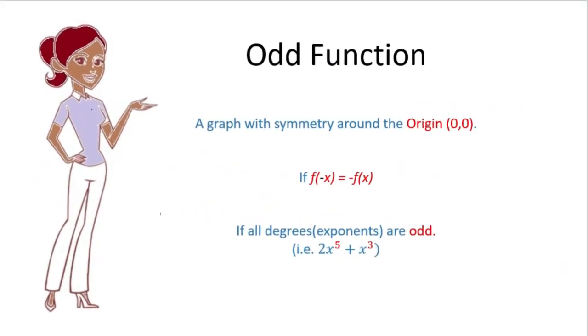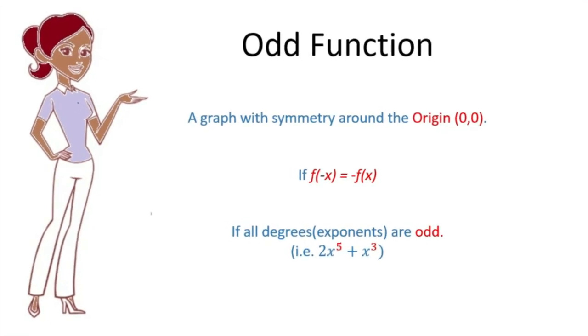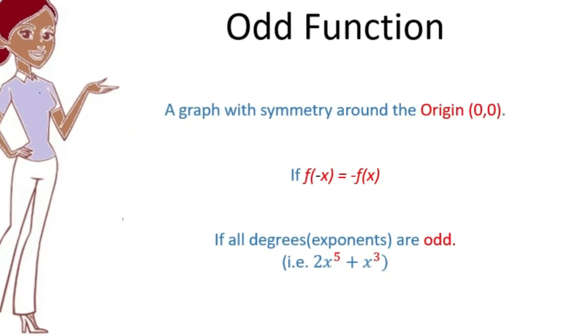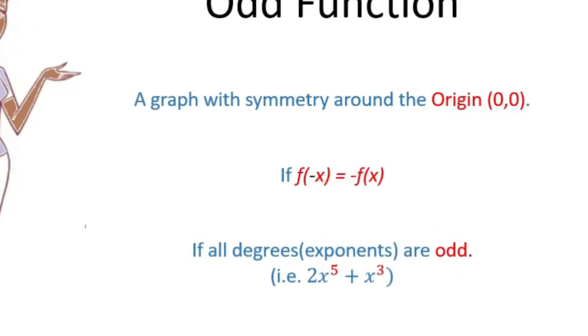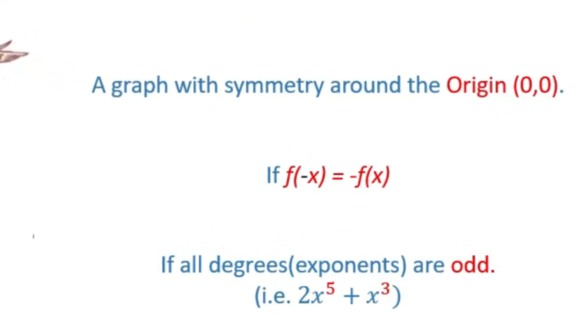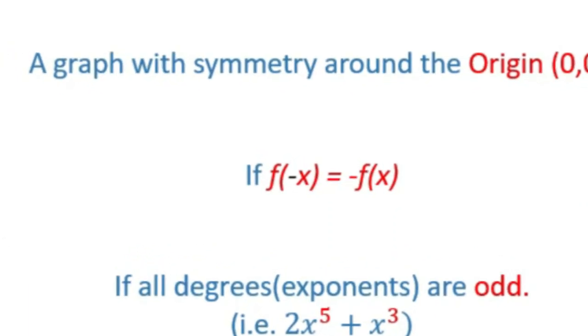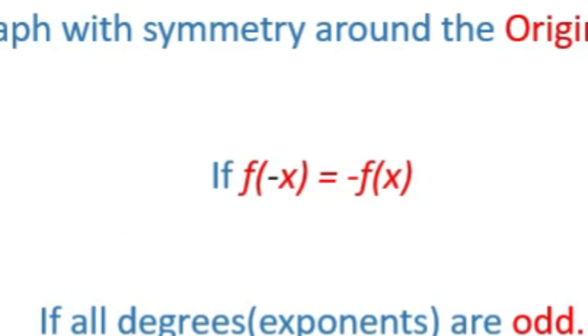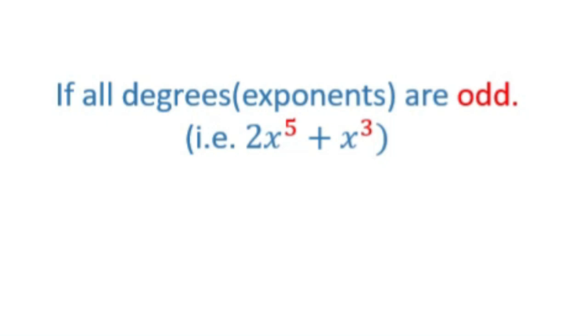To determine if a function is odd, you can determine it if the graph is symmetrical around the origin. Also, you can substitute negative x into the function, and if the original function is negated, then it is an odd function. If all the degrees or the exponents in the polynomial are odd, then the function is odd.